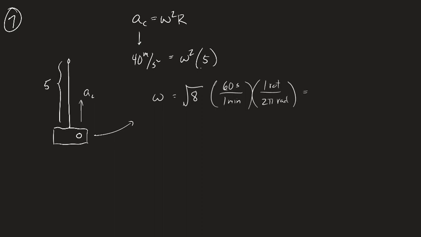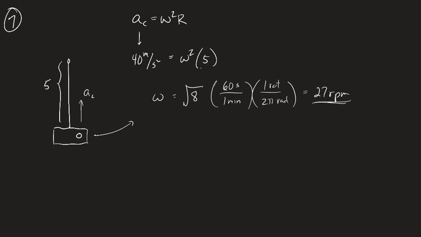I don't know what this is. I'm sure I could bang it away, but square root of 8 times 60 divided by 6.28. I got 27 RPM. Anybody else get 27 RPM? Woo! Is that it? How many rotations? Oh no, that's not it yet.